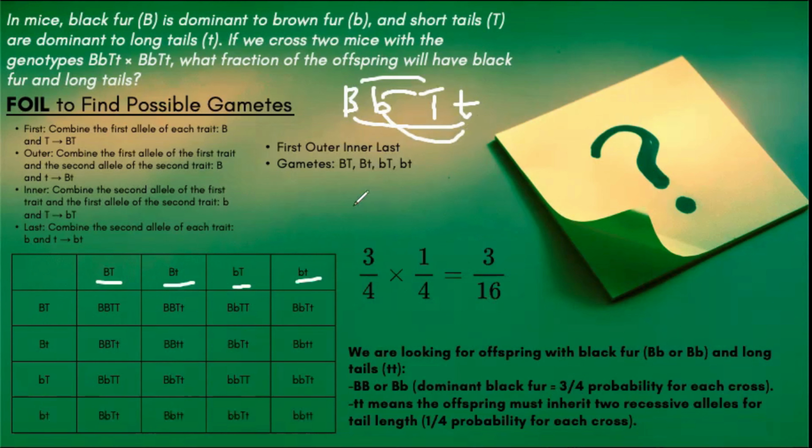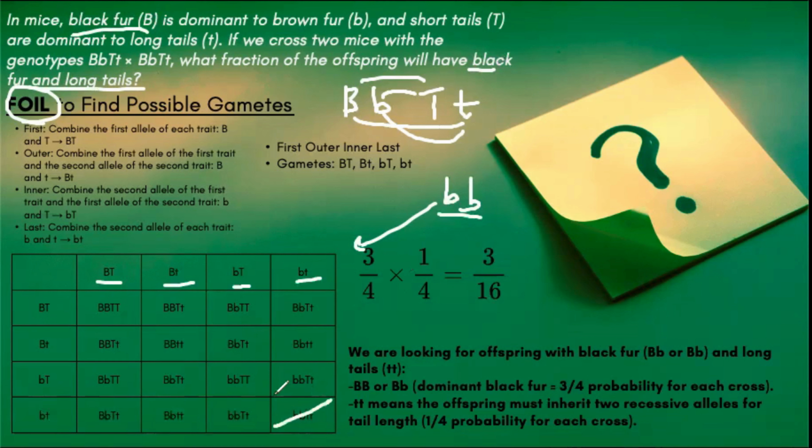You could think of it as first, the outers, the inners, and the last. Either way, you could use that method of FOIL to help you remember the combinations, but you're just combining them all, and you're going to set up a dihybrid cross. And then once you do, you're collecting all of the combinations like this one here, and you're basically looking for which ones will have black fur and long tails. Black fur is going to be your dominant, right?